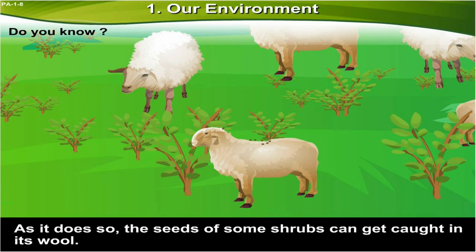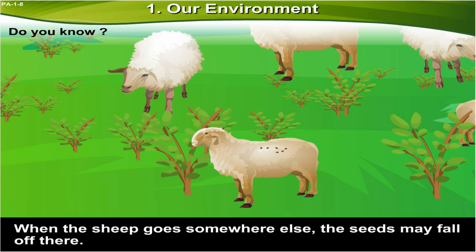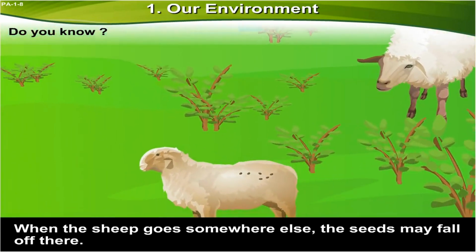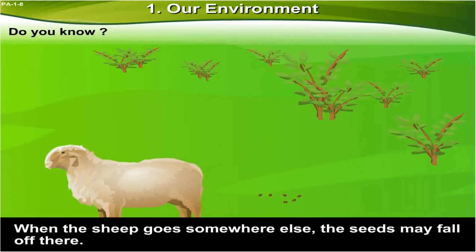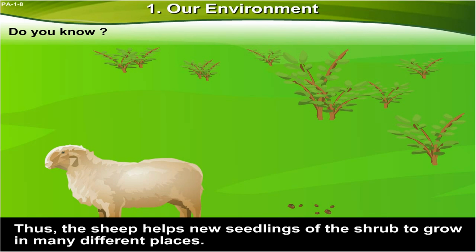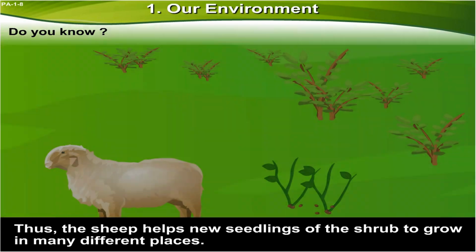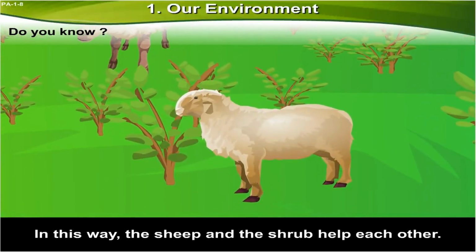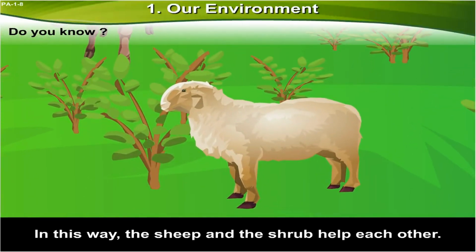As it does so, the seeds of some shrubs can get caught in its wool. When the sheep goes somewhere else, the seeds may fall off there. Thus, the sheep helps new seedlings of the shrub to grow in many different places. In this way, the sheep and the shrub help each other. Interesting, right?